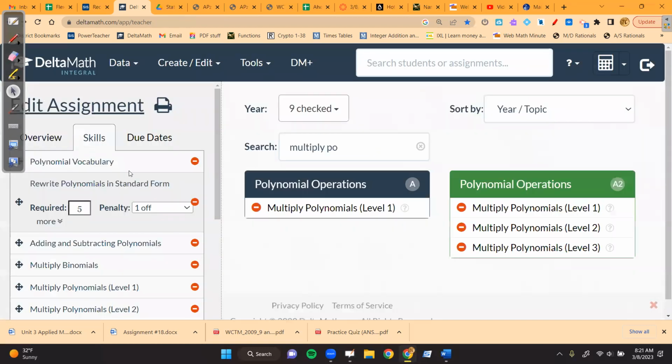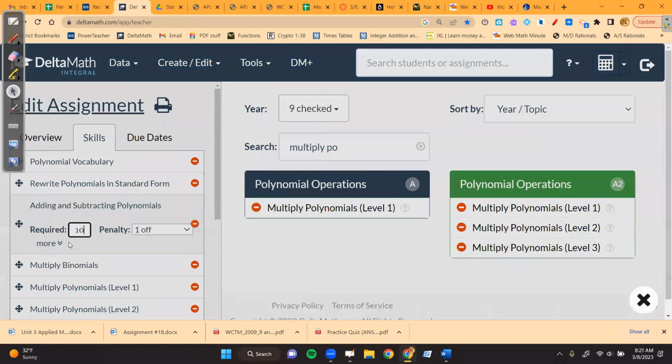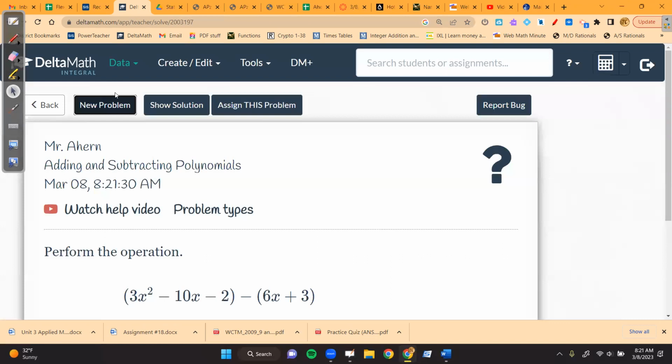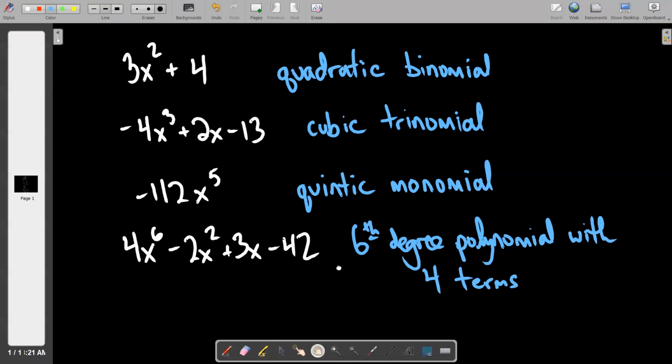Okay. Now let's get to the good part, the math of this. For this part, you're going to see problems that look like this. There's a quadratic trinomial plus a quadratic trinomial. Here's a quadratic trinomial minus a linear binomial, and so on and so forth. So let's take some normal notes over here and talk about how to add and subtract polynomials together. So for this part: add, subtract polynomials.